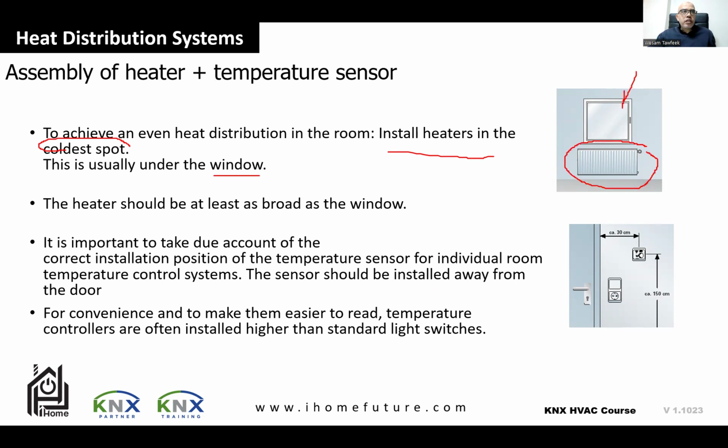Okay, this is the window, this is the heater. The heater should be at least as broad as the window, so its width should be as big or as wide as the window itself. Then the thermostat itself, where you have the temperature sensor, should be at the height of a normal person and installed away from the door. Put it away from the door, at least this distance, and at least this height. This is the relation between the heat sensor or temperature sensor and the radiator itself.